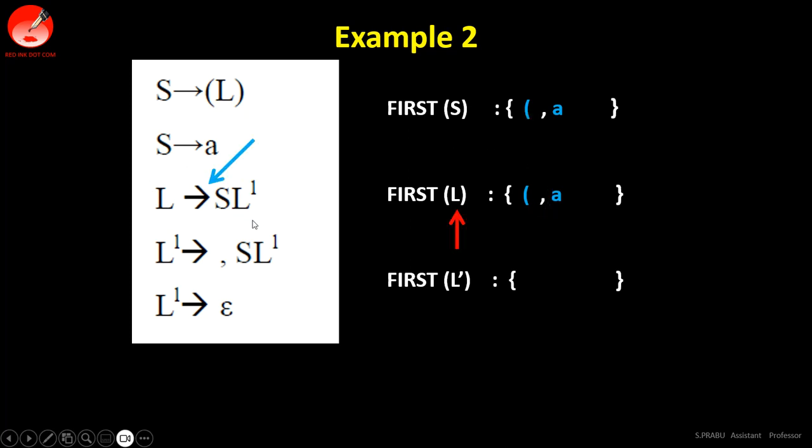Then next I go to finding the FIRST of L dash. There are two rules starting with L dash. The first element is comma, so I can add comma here. Then the first element is epsilon, so I can add epsilon also. So this is the FIRST of all the non-terminals in the given grammar.